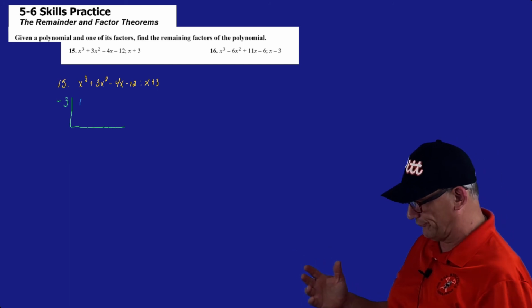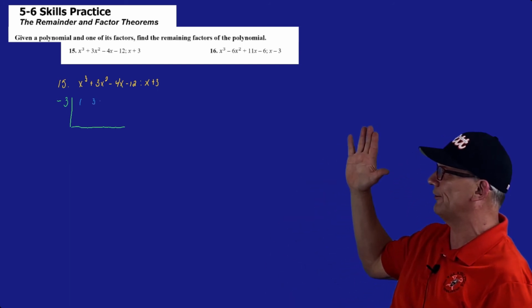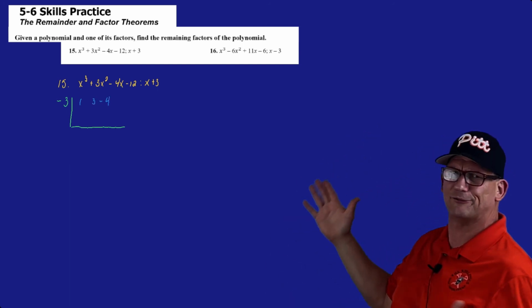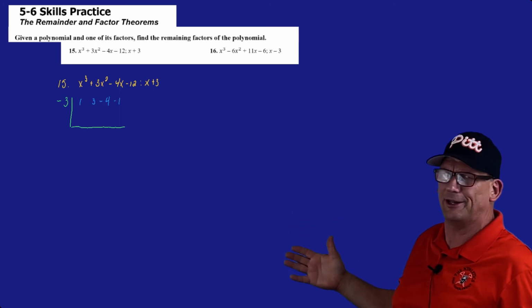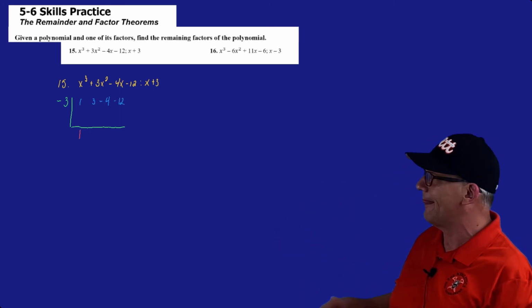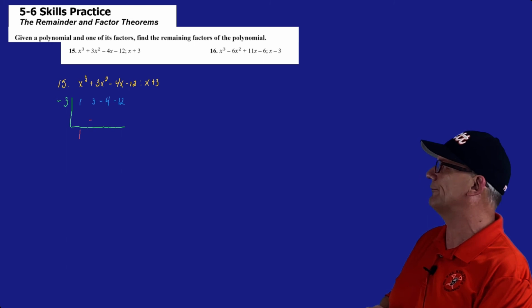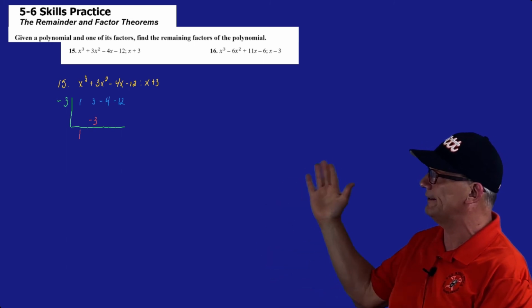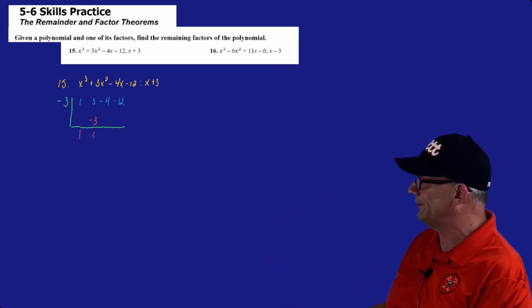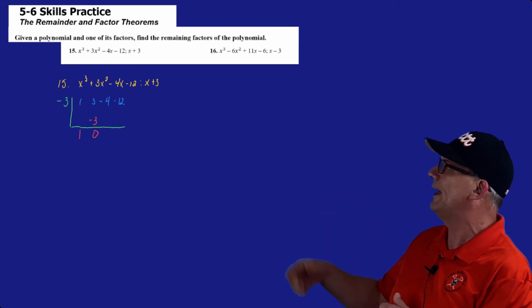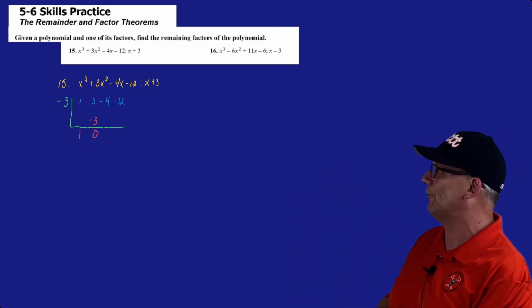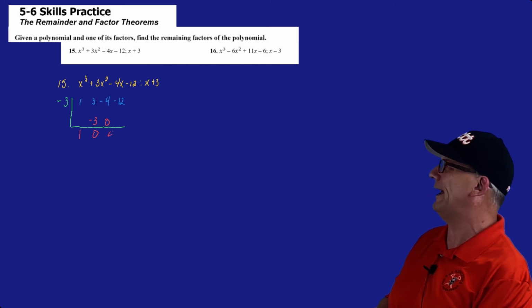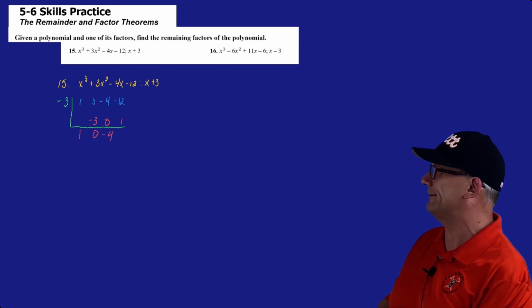And let's just simply go through the process, right? How do we get started? A lot of times that's the problem that some students have. Like, how do you get started? They know, once they get going, they got it. But bring down 1. Negative 3 times 1 is negative 3. Add that together, I get 0. Negative 3 times 0, obviously, is 0. Add that together, you get negative 4. And negative 3 times negative 4 is 12. And as you know, it has to equal 0, and it does.